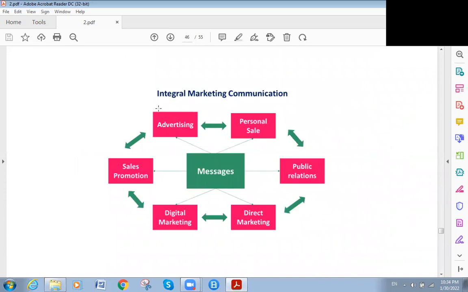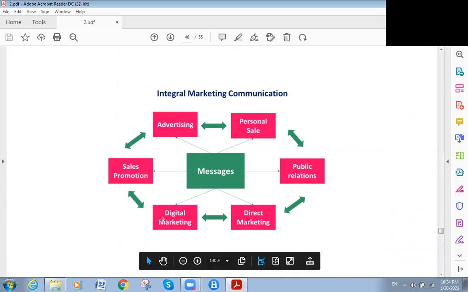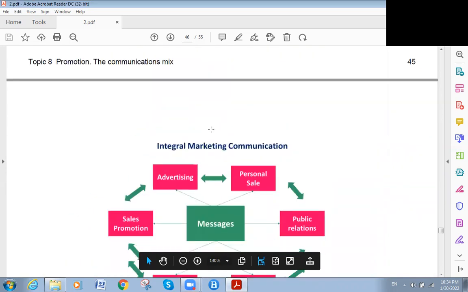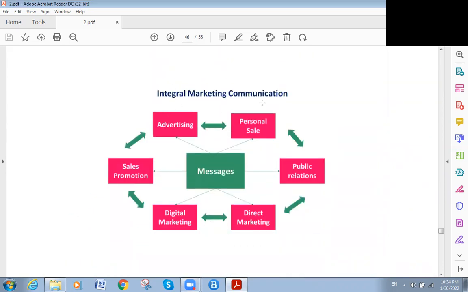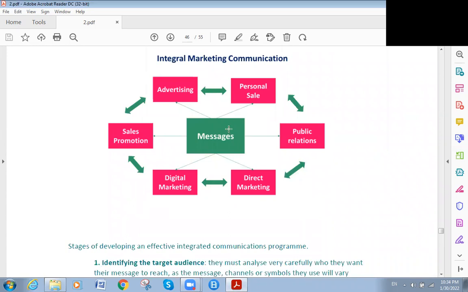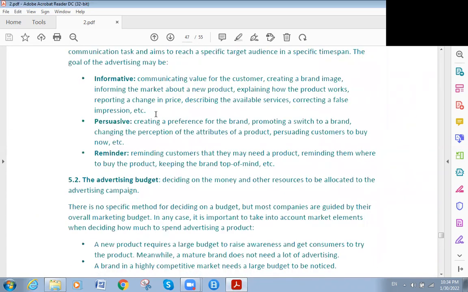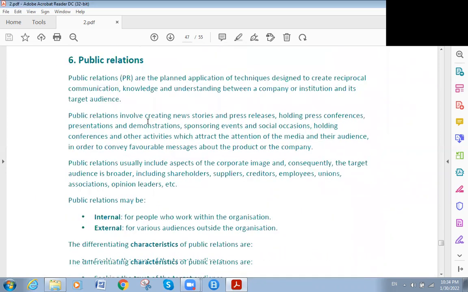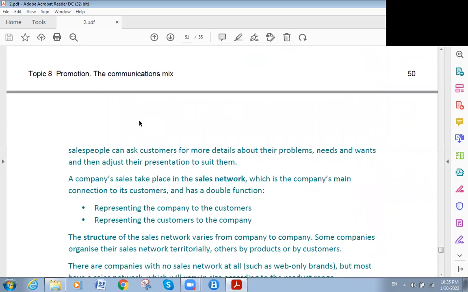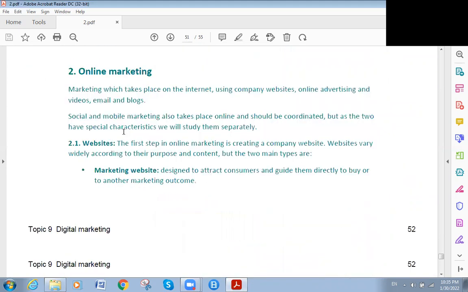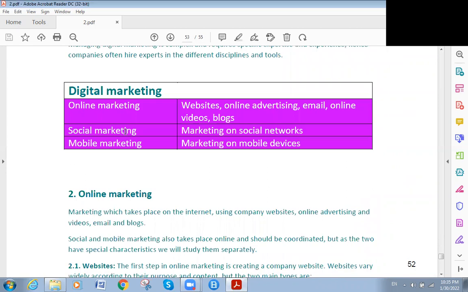So the integrated marketing communication, or IMC, depends on advertising and personal selling, both of them. And with the public relations, the direct marketing, the digital marketing, and the sales promotion, all these together work as integrated marketing communication. So you will use all these types of communication in the marketing process. So that was some points we want to stress on.